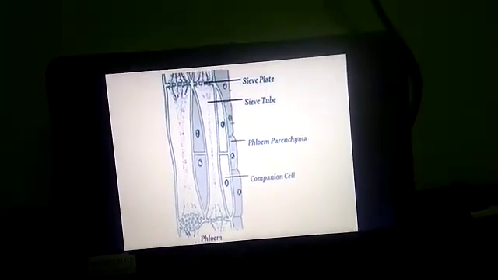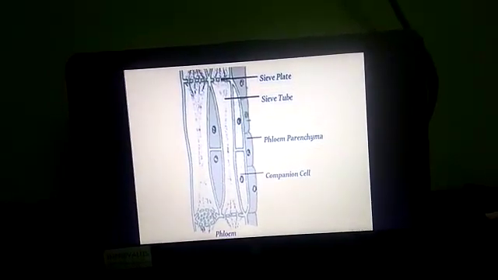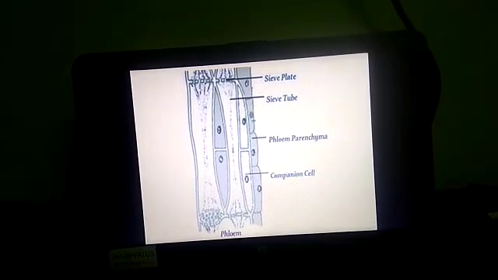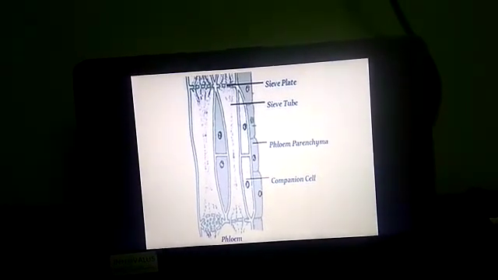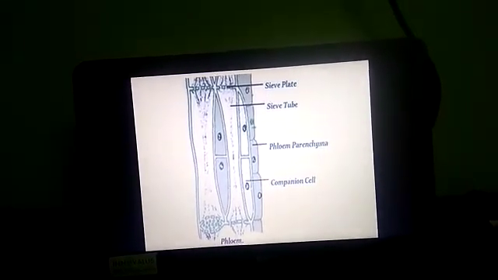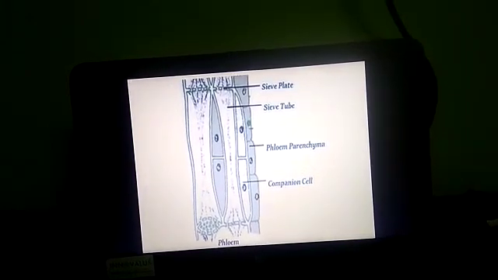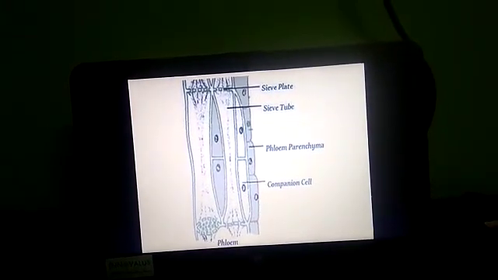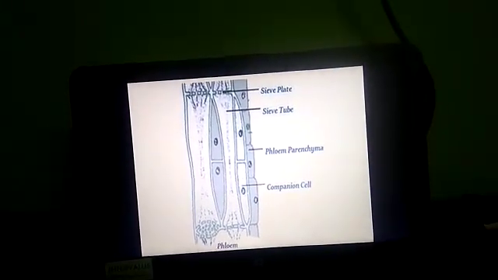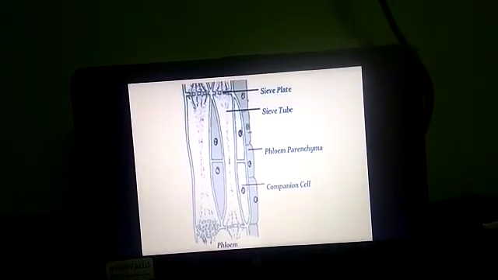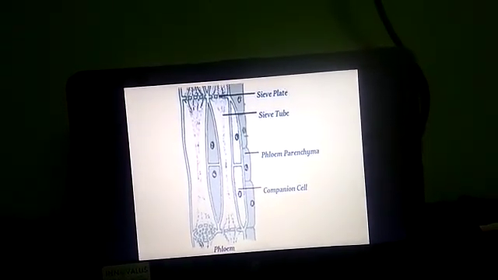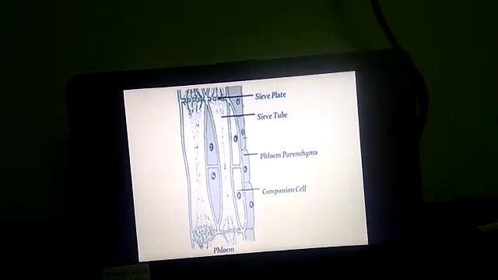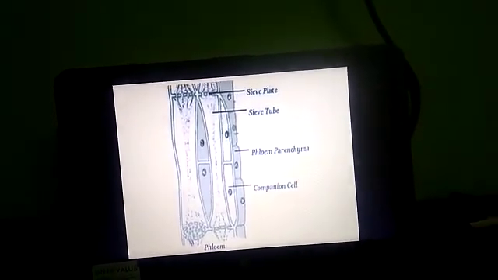So phloem, as we discussed, transports food manufactured by leaves to various parts of the plant. It is a part of the vascular bundle, and phloem and xylem extend along the length of the plant body in the root, stem, branches and leaves. The phloem tissue has four types. One is sieve tubes, companion cells, phloem parenchyma.